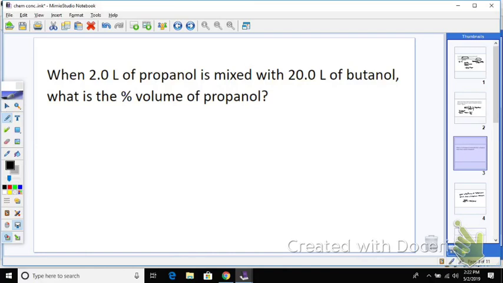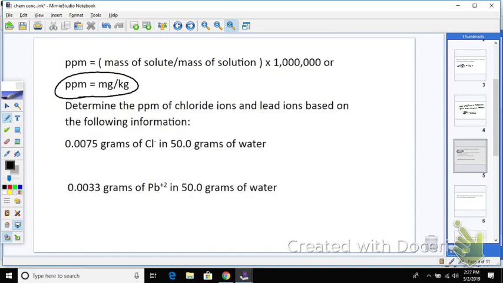I got it. Is it 9%? 9.1%. Good. So 2.0 liters divided by 22 liters times 100. We're moving on now. Is that propanol or butane? That would be. All right.